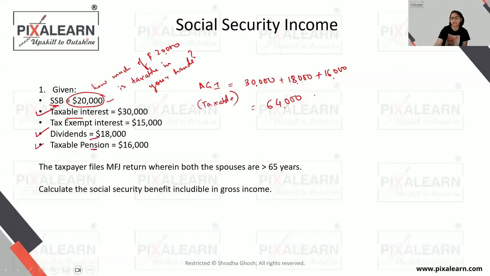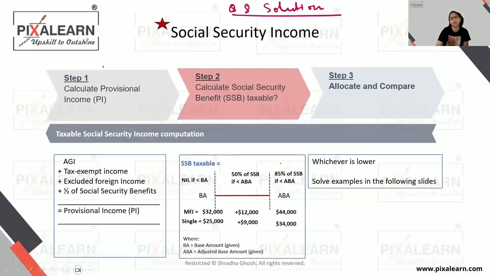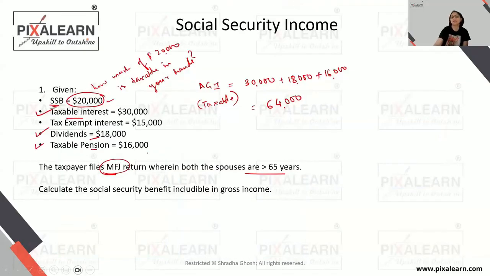Now, step one is we have to, and they've told you that you're a married filing jointly return where both the spouses are more than 65 years. Great. So take the first step. What is your provisional income? I start with the AGI of 64,000. I add my tax exempt interest income.